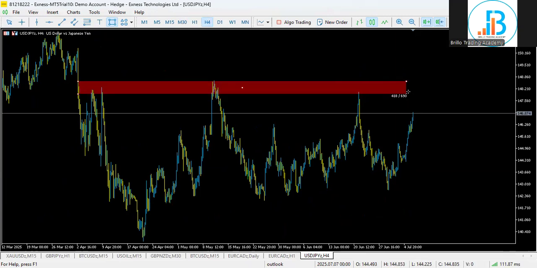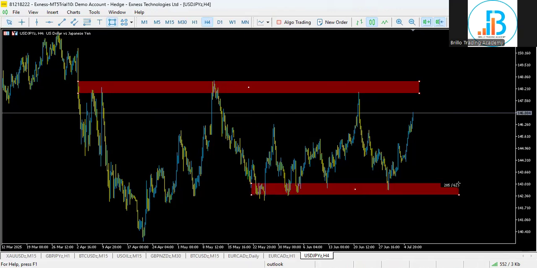Remember, a resistance is not just a line, it's an area. Anywhere price is reacting to is known as resistance. So this is a strong resistance because the market has not broken it. So the moment the market comes back here, we can expect price to fall down again because it's a resistance level. And again, this is another strong support zone.